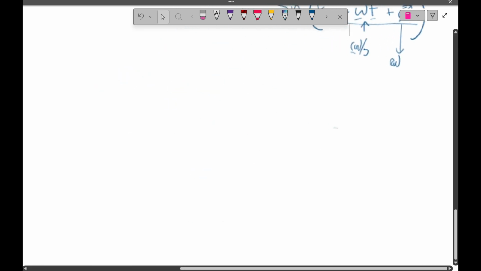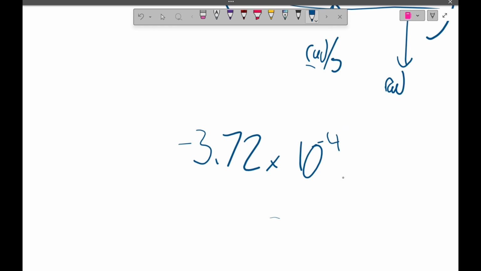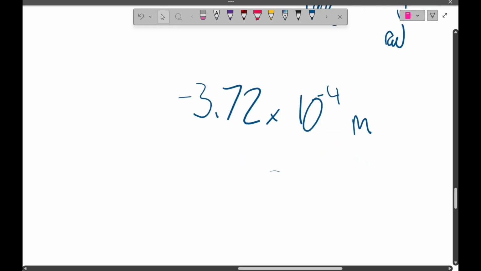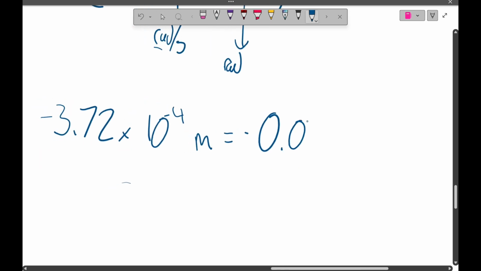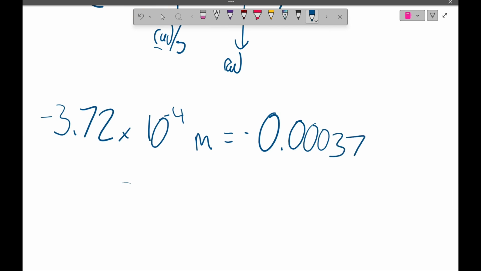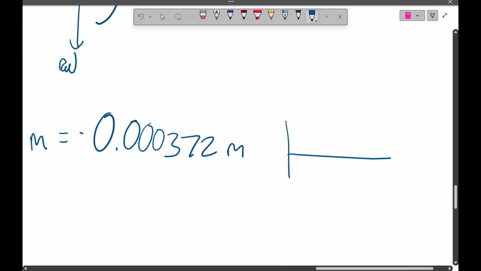And as for the answer that I got in Desmos, I got something like negative 3.72 times 10 to the negative 4 meters, which is the same as negative 0.000372 meters, which is your distance away from the middle, from equilibrium, in the negative direction, okay?